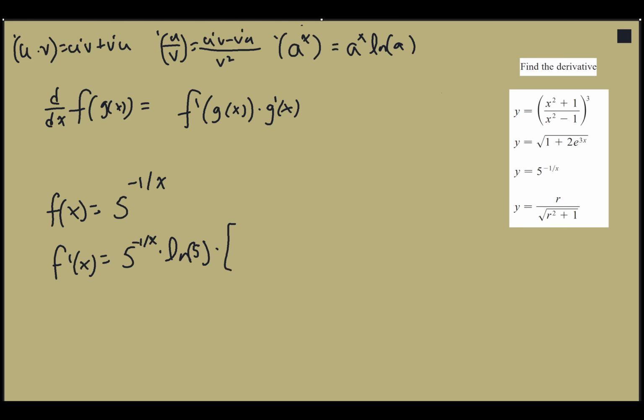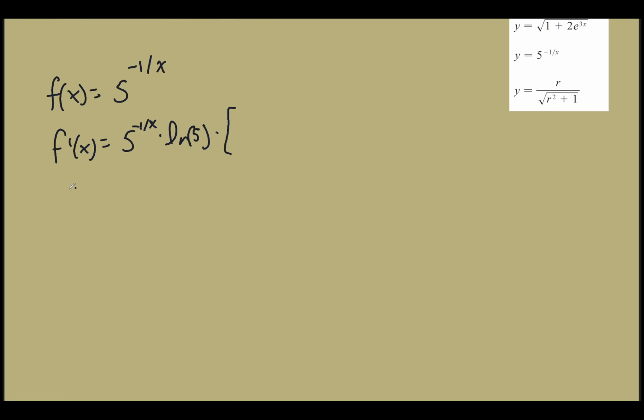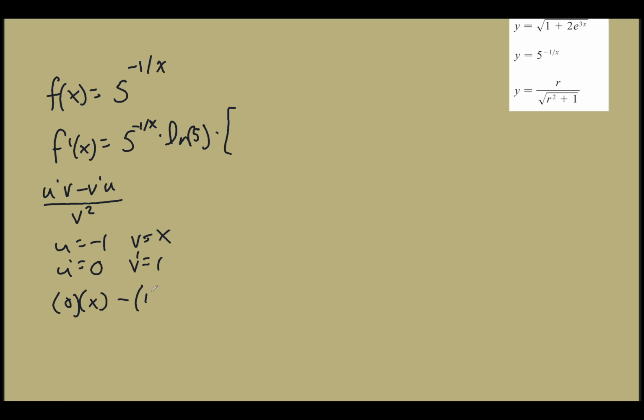So let's come down here and work on it. Here's our quotient. So we're going to do the quotient rule, u prime v minus v prime u over v squared. u is negative 1. u prime is 0. v is x, and v prime is 1. So 0 times x minus 1 times minus 1, all over x squared. So it's obviously going to become a positive 1, and this goes away. So we get 1 over x squared here.